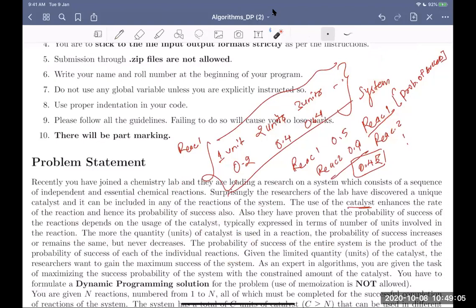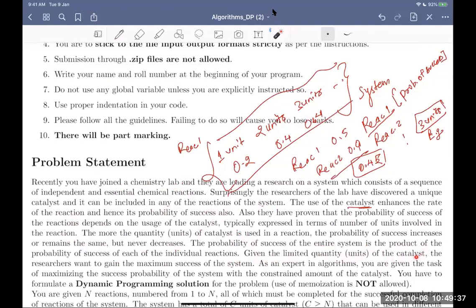So the optimization comes from the fact that the catalyst that you have is only limited. You don't have an infinite quantity of catalyst. You have only a limited quantity, number of units. So you can say I have only 3 units of catalyst, for example. Or you can say I have 10 units. Some number of units are limited. So I'm not allowed to use, say, 15 units in each of the reactions. I cannot do that because they are limited.